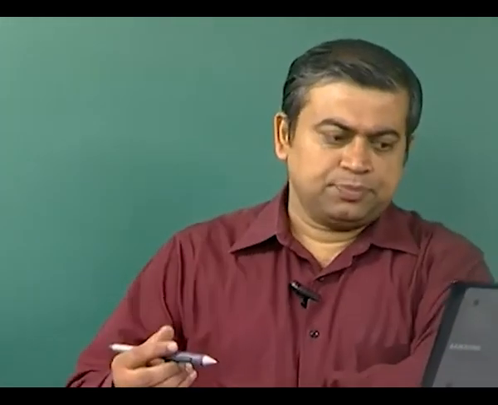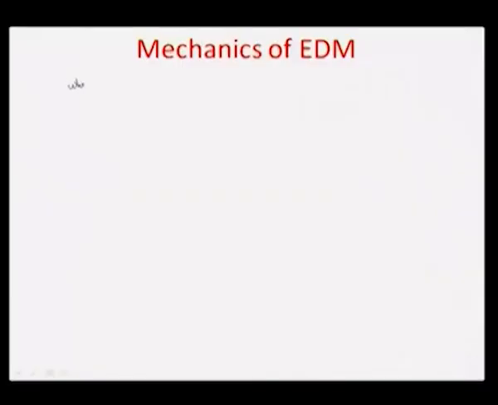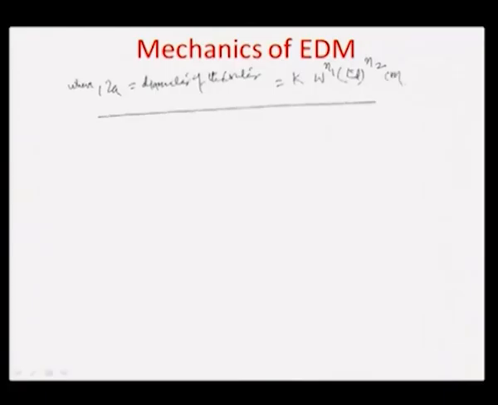So, where this 2a, the spark diameter, or maybe you can call it the diameter of the crater, assuming it to be the same as the spark diameter, is actually given by an empirical relationship: k times W to the power of coefficient n1 times Td to the power of coefficient n2, and this is in centimeters. So, this is purely empirical, from experimentally obtained results.